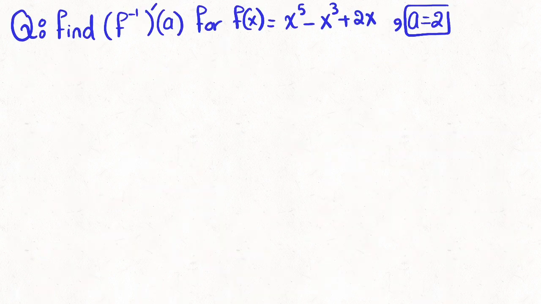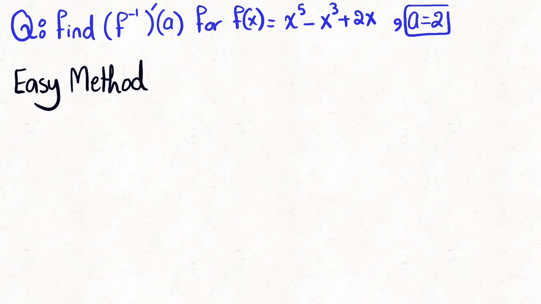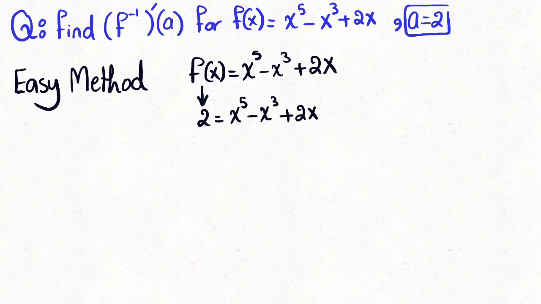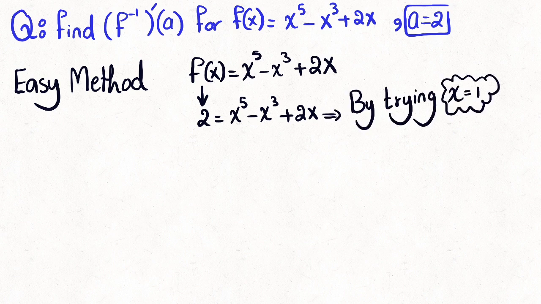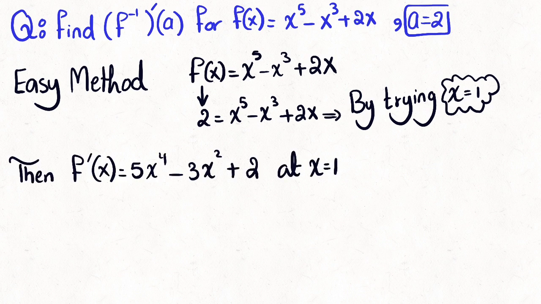In the coming example, we will do the same thing but in an easier way. Now, we are requested to find the derivative of the inverse at a, if a equals 2, for the current f of x. First of all, I will advise you to substitute a equals 2 in place of f of x. Now, this is a long polynomial. If you don't have a graphic calculator, then you need to try by selecting random values to find which x will give you 2 upon replacing. Thus, now when we try, we discover that if x equals 1, then f of 1 will be equal to 2.